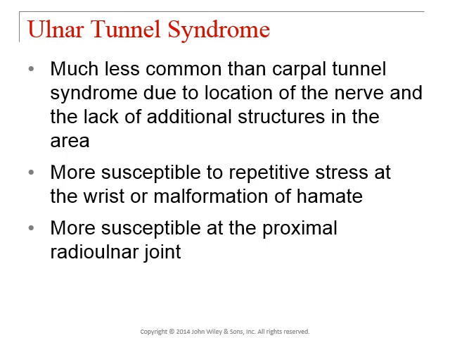So usually for the ulnar nerve at the wrist, we see more problems with either repetitive stress of the wrist itself or possibly malformation of the hamate bone, but it's more susceptible at the proximal radial ulnar joint, which again will be at the medial portion of the elbow, just more posterior to the medial epicondyle of the humerus. It's more susceptible to strikes and disruption there as well.